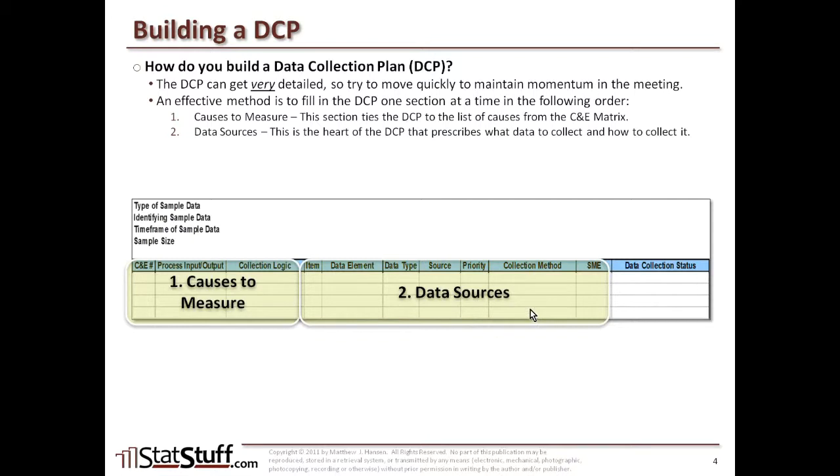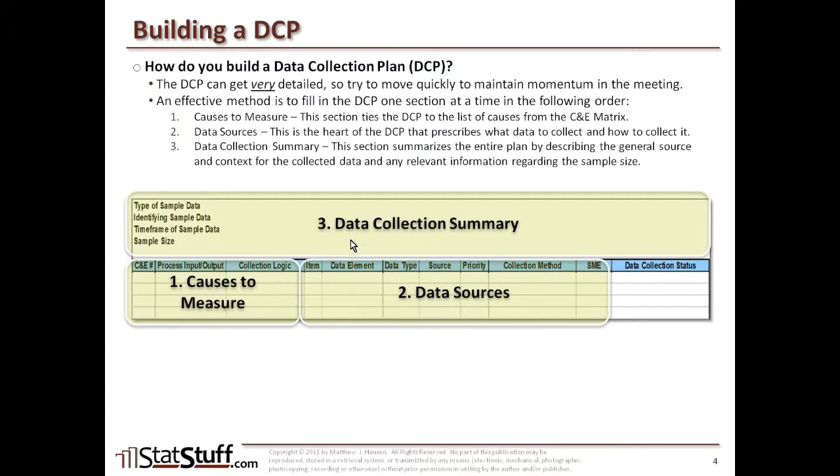This is the heart of the DCP that's really prescribing what data you need to collect and how you're going to collect it. Then the third section is this data collection summary, this upper section. This is what's going to summarize the entire plan, describing the general source and context for the collected data and any other relevant information about the sample size.